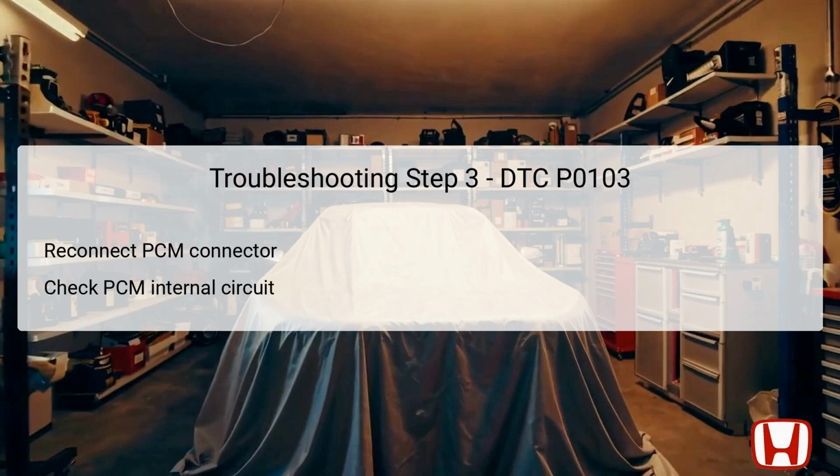If DTC P0103 reappears, it indicates a potential need for a software update to the PCM or substitution with a known good PCM. If the DTC is absent, it suggests the PCM functionality is intact, thus pointing towards a defective MAF sensor or IAT sensor needing replacement.